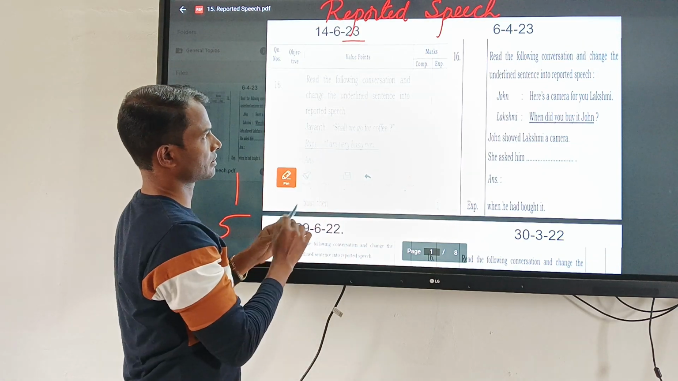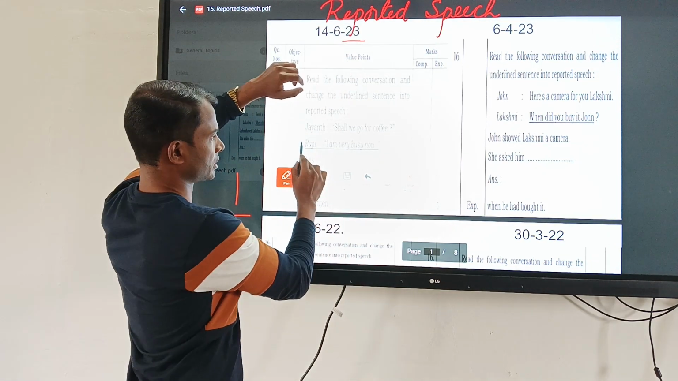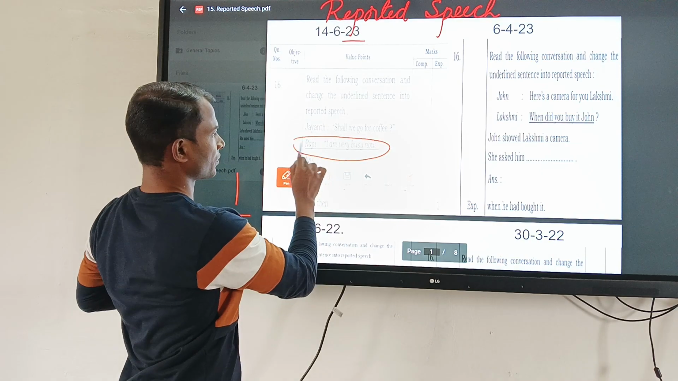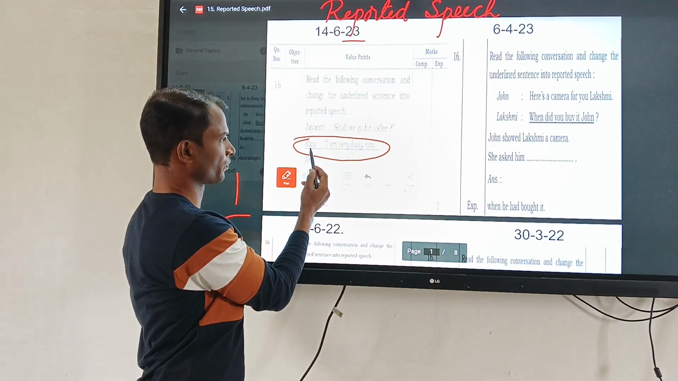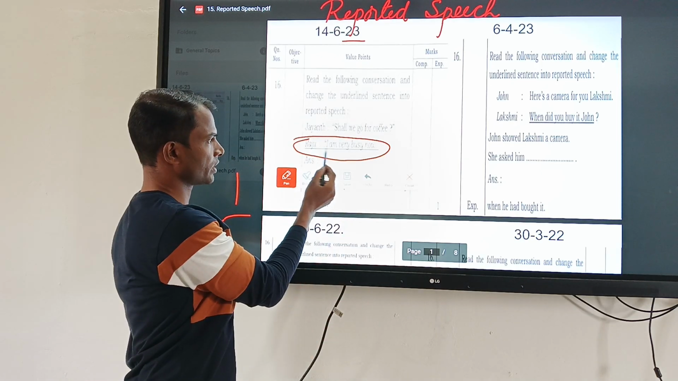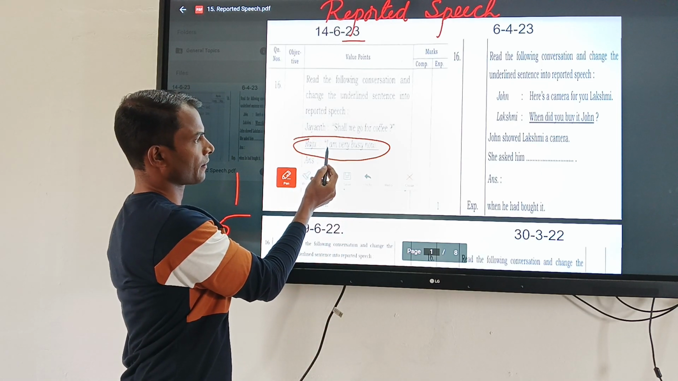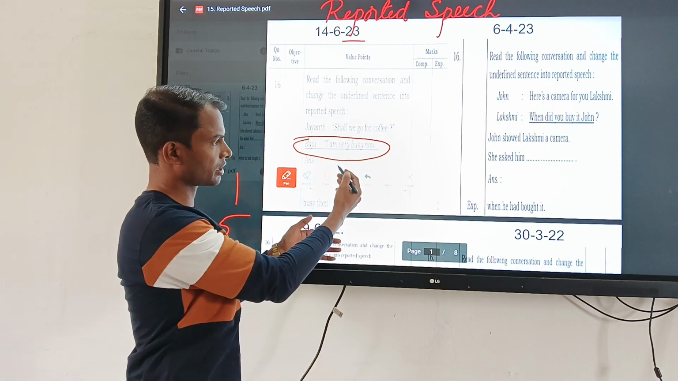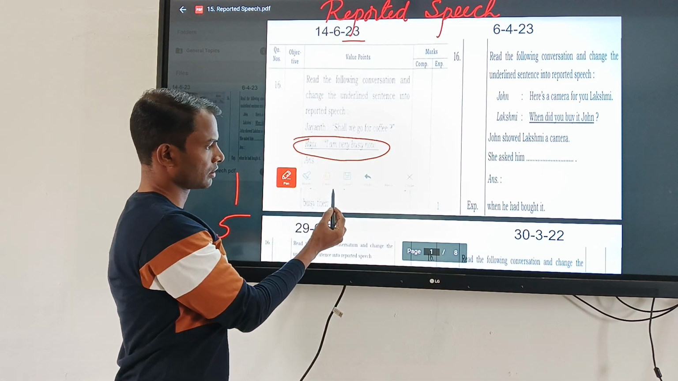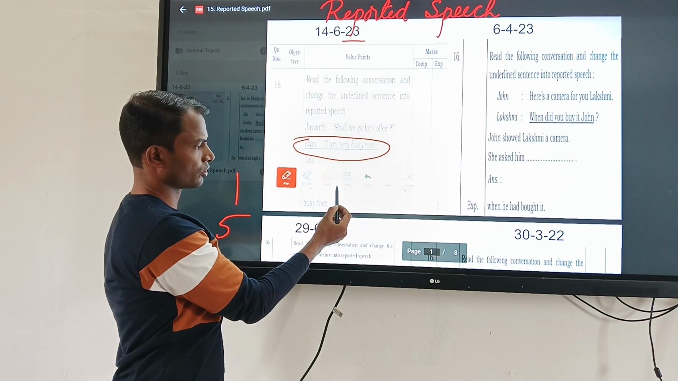And here is a sentence. I am not going to read the whole conversation. I will just go directly to the sentence. There is a sentence like this: "I am very busy now." Raju is saying that he is very busy. Raju said, "I am very busy now." Now you have to change this sentence into indirect speech. I will show you the answer.